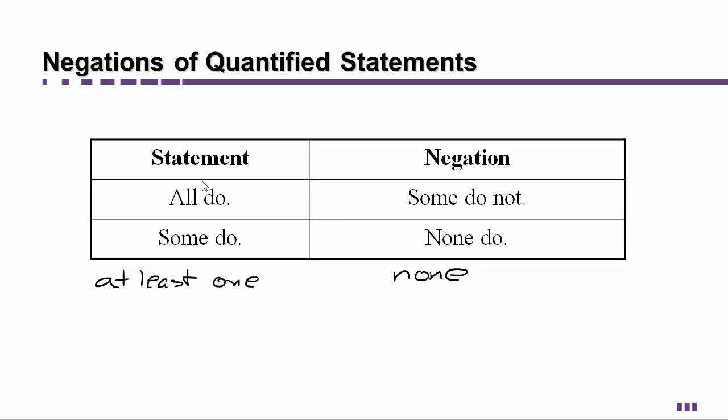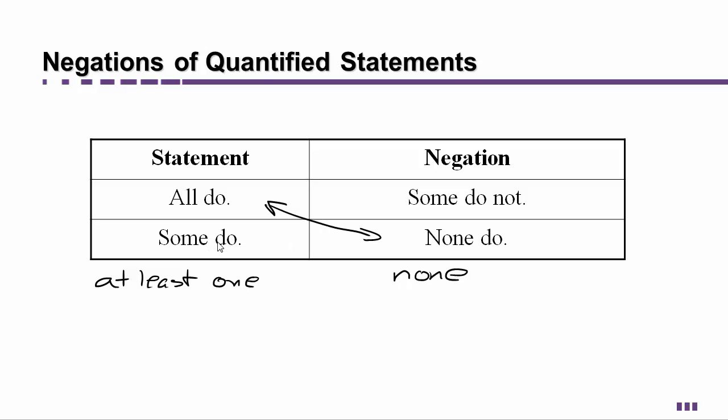If we have the statement "all do something," then the negation is just that some don't do it. And I know you're thinking that the negation of "all do" is "all don't." But when we're talking about quantifiers, it goes from all to some, right? Some to none. Do you see how it goes from extreme to somewhere in between, somewhere in between to extreme? So you've got the two extremes here, all and none, and then the negations are some. So all do, some do not.